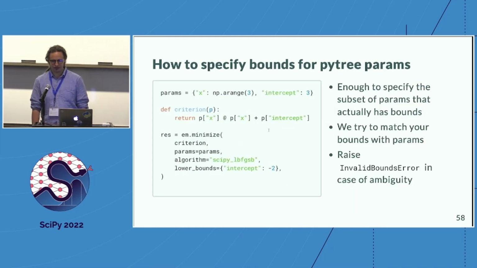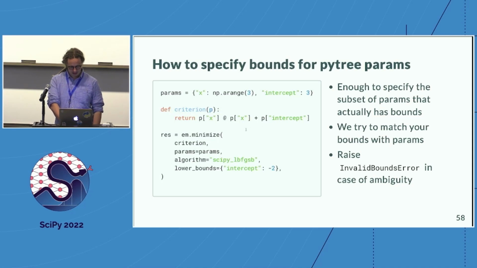And finally, if you have a dictionary, or what we call a pi tree, because it's even more general than a dictionary of parameters, then you need a matching pi tree for the bounds. Now, there's a special thing: as long as there's no ambiguity introduced, if you specify a smaller dictionary of bounds, we try to match it with the larger dictionary, or even for nested dictionaries. So in this case, for example, where we have two entries in the dictionary, x and intercept, and we only want to specify a bound for the intercept, you can do that. You can leave out the x. You don't have to put minus infs or so.